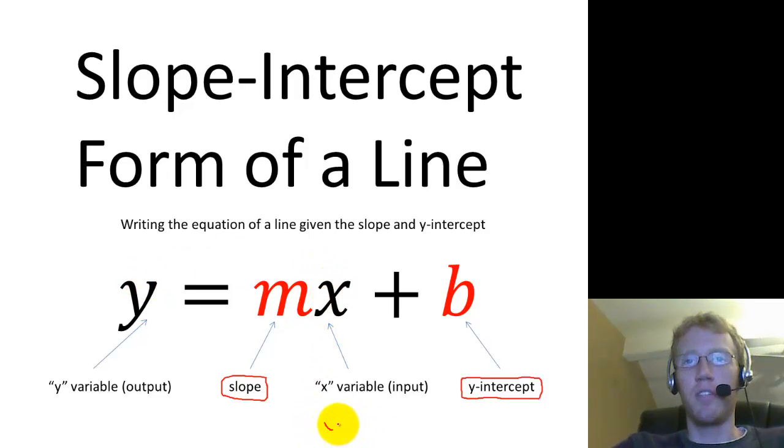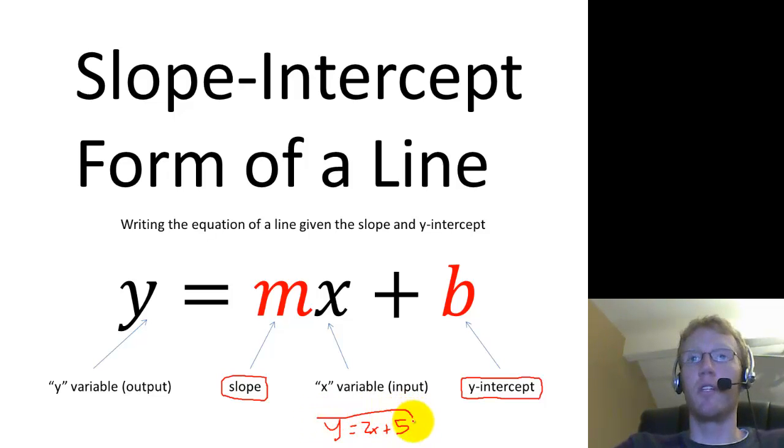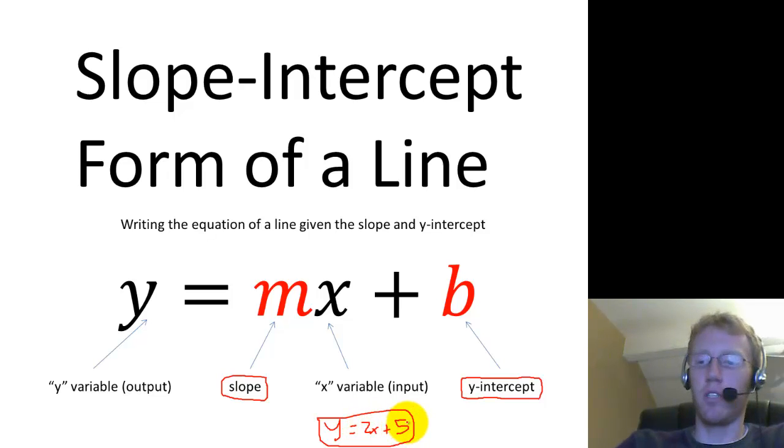So for example, you might have something like y equals 2x plus 5. That could be an actual equation of a real line. So y equals mx plus b is just the formula that leads you to an actual equation of a line. So this would be a line with a slope of 2 and a y-intercept of 5, for example.